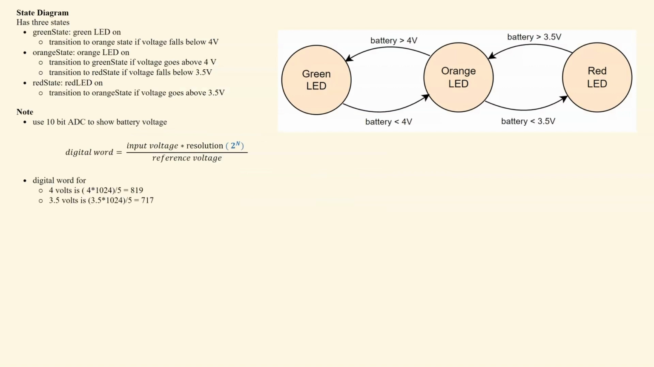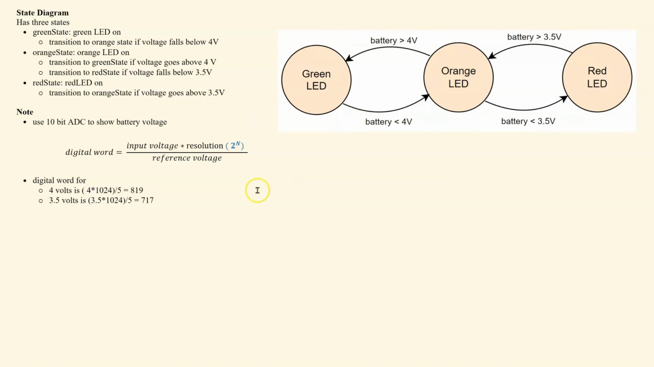For my state diagram, I had three states: green, orange and red. We transition to orange if the voltage goes below 4 volts. We go back to the green if it goes above 4, or we go to the red if it goes below 3.5. And then if we're in the red, if it goes above 3.5, we go to the orange. So you can see the state diagram here.